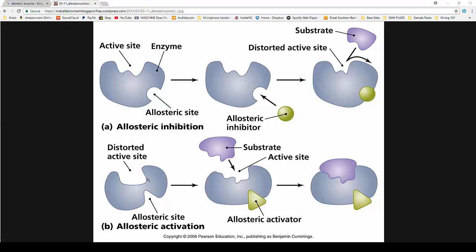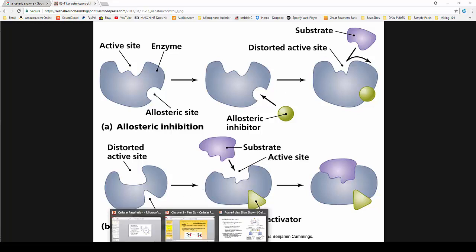On the flip side, allosteric activation is essentially the opposite. In this case, the active site is not in the ideal configuration when the allosteric molecule is absent. But when the allosteric molecule is present, it changes the active site to a more ideal configuration so the substrate will fit appropriately. So the idea is that the allosteric molecule will either deactivate, inhibit, or activate the enzyme in order to make it function either less effectively or more effectively. And that's the idea behind allosteric enzymes.